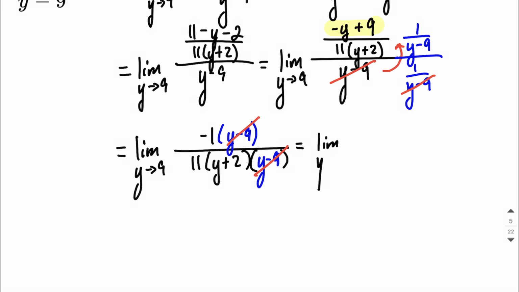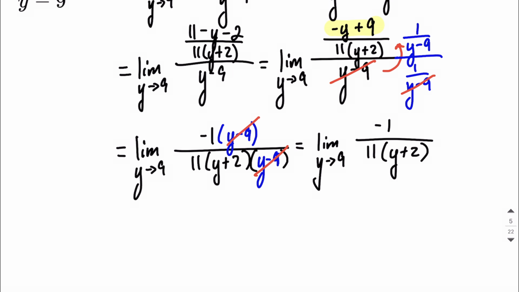So we're almost to the end here. Let's think about what remains. We still have a negative 1 in our numerator. There's an 11 and a y plus 2 down in our denominator, but everything else is gone. And that problem, having the y minus 9 in both numerator and denominator, has been eliminated.